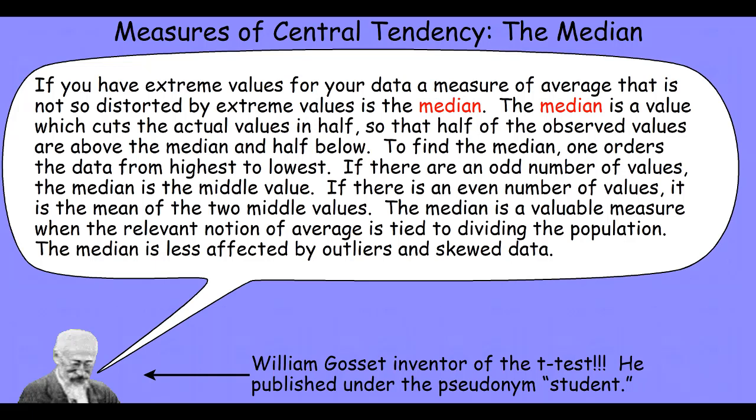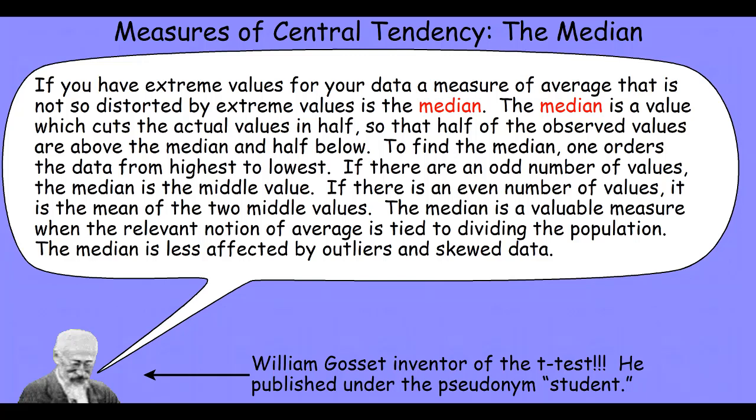Now, if we have extreme values for our data, a measure of average or central tendency that's not so distorted by those extreme values is the median. The median is the value that cuts the data values in half, so that half of the values are above and half of the values are below.